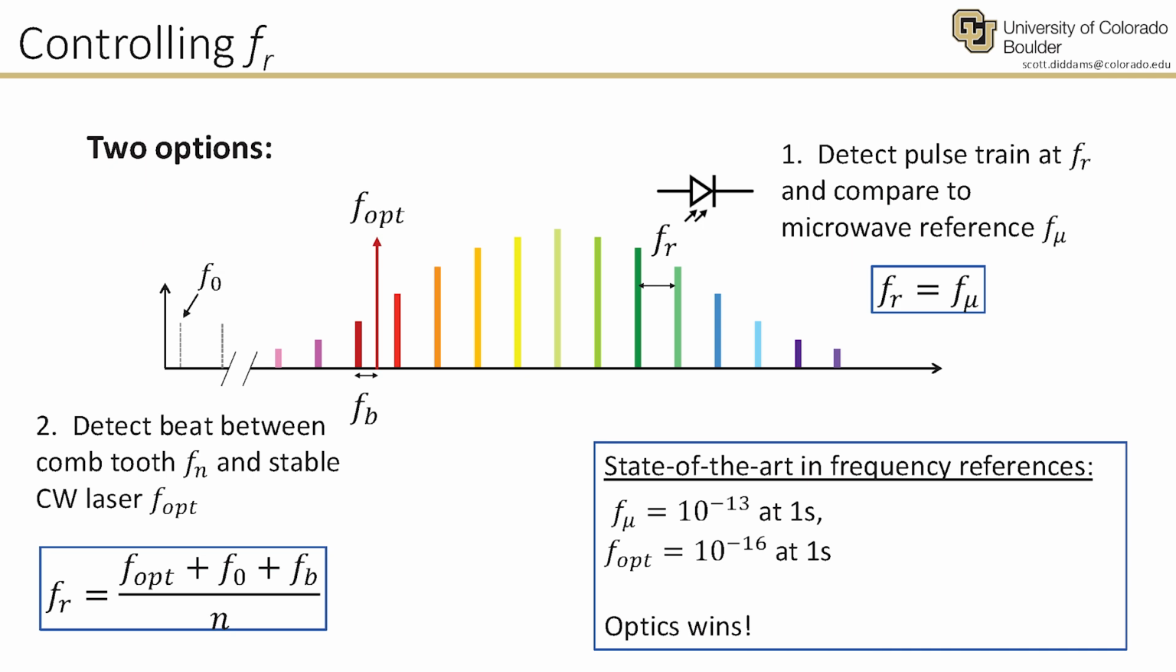The other way is a better way, and that is because optical lasers are now much more stable, much more low noise than any microwave. So the second approach would be to take a very stable laser. This would be like a continuous wave laser that is stabilized to a high finesse optical cavity, makes kind of Hertz level optical linewidths. We can measure a heterodyne beat between one tooth of the comb and that laser, and we use that beat to control the mode spacing.